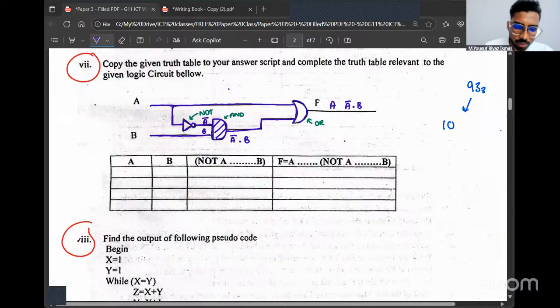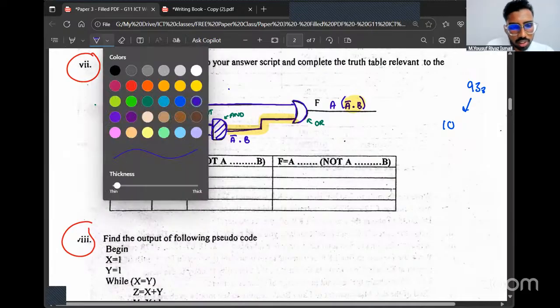Perfect. If your input has more than one character, you're supposed to add the brackets. So A is one input, there is no need for brackets, but A dash dot B has two characters. So for the input that's coming from the bottom for this OR gate, this input has more than one character. Therefore, we're going to add brackets for this input because there's more than one letter for that.